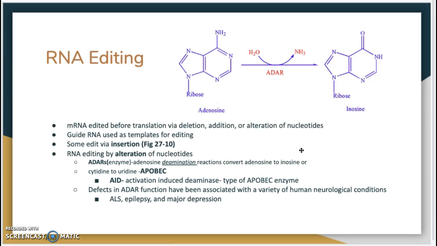So next we want to talk about RNA editing. Essentially, RNA or mRNA can be edited before translation via deletion, addition, or alteration of nucleotides. The alteration of nucleotides can occur by the ADAR enzyme. Essentially, it deaminates the adenosine and turns it into inosine. You can look into more in your book for the sake of time, but defects in ADAR function can lead to human neurological conditions as is listed below.